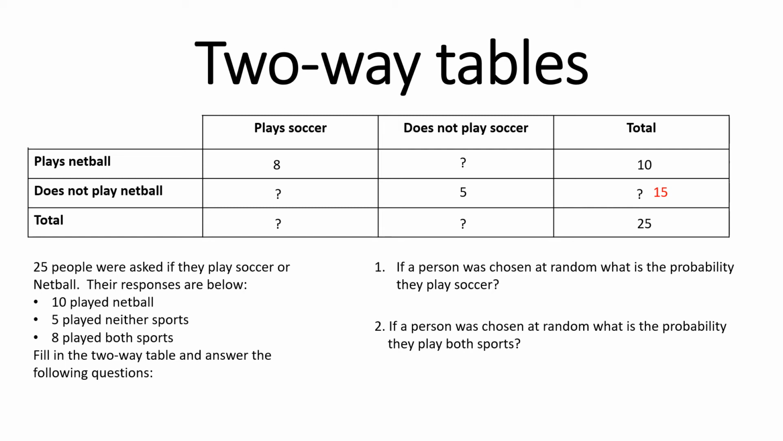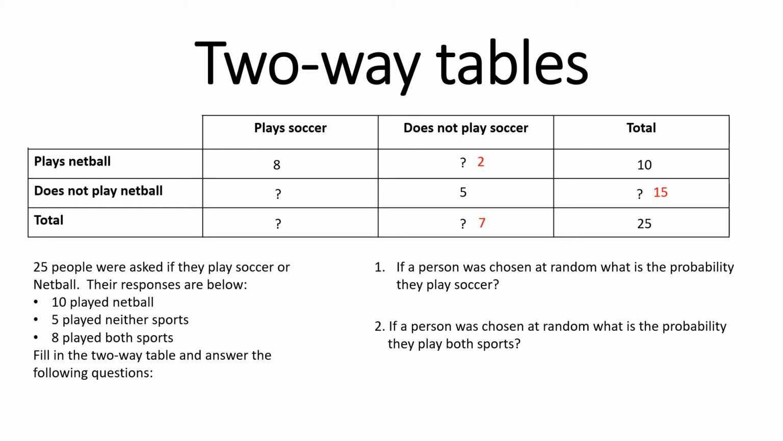If we go to our top row, plays netball, we can see that we have 8 plus something equals 10. Now that tells us that our question mark would be 2 because 8 plus 2 equals 10. Now that we've got that 2, we can do our does not play soccer column. Okay, and we have 2 plus 5 equals 7. Now we can do our column that says does not play netball, we have something plus 5 equals 15.